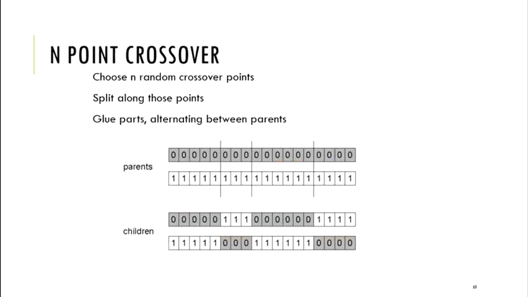N-point crossover works on the same principle, but you can have any number of crossover points. And for each crossover point, it would be the same thing: first individual, then second individual, then first individual, then second.